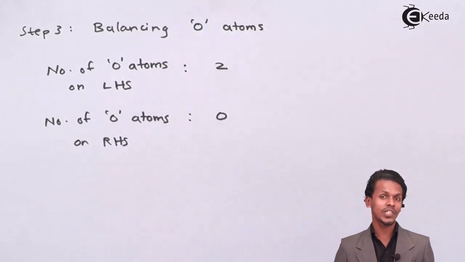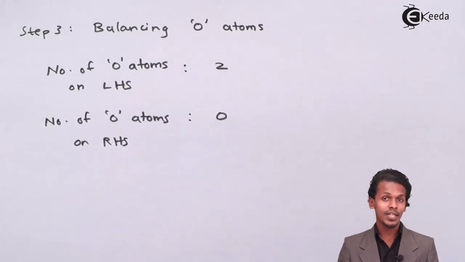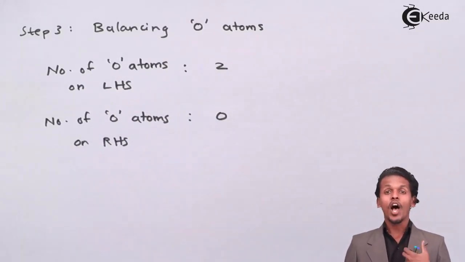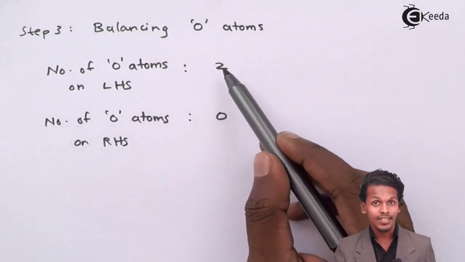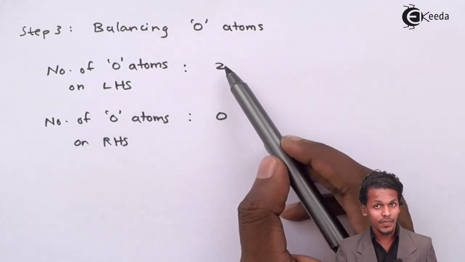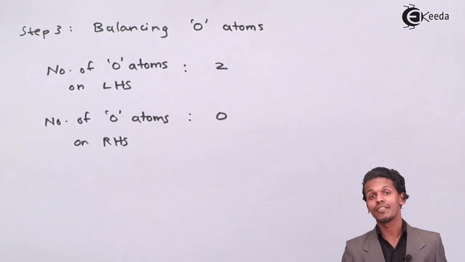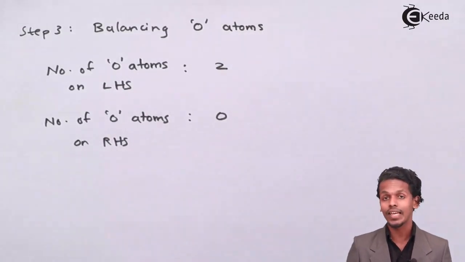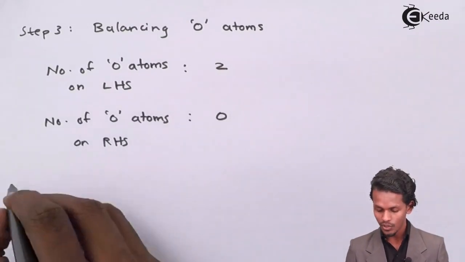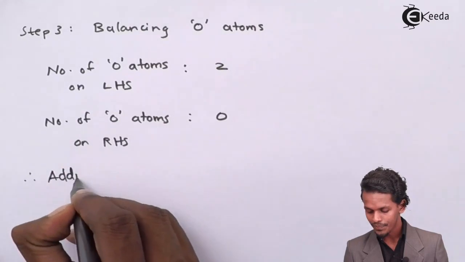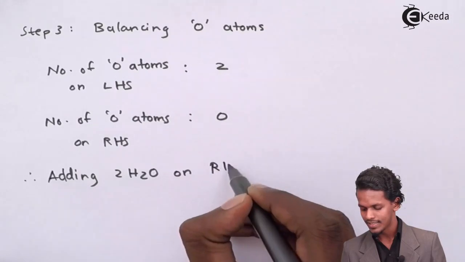So there is deficiency of oxygen atom on right hand side. So since there is deficiency of oxygen atom, we will add H2O. But how much deficiency of oxygen atom? 2. There are 2 oxygen atoms present on left hand side, while there is no oxygen atom present on the right hand side. So there is a deficiency of 2 oxygen atoms. So therefore for that we are going to add 2 moles of H2O on right hand side.